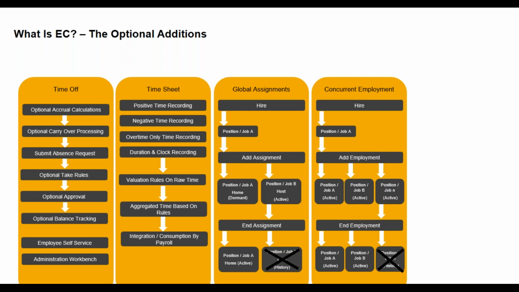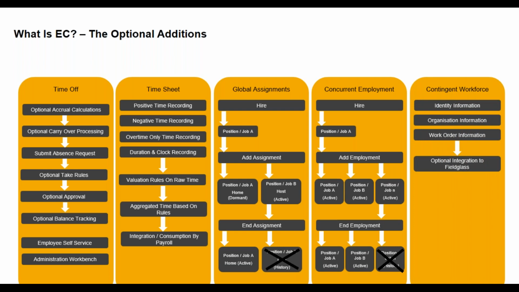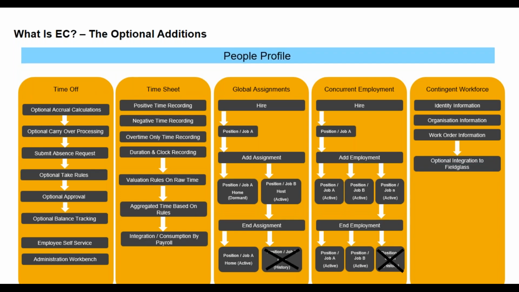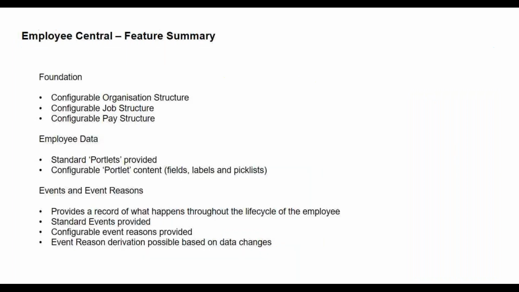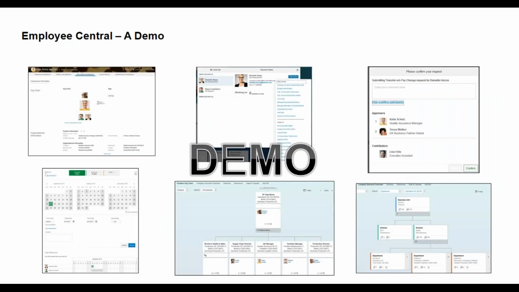Then you can also have concurrent employment. That is, if you want to have multiple employments for the employee at a time, you can have concurrent employment. And then contingent workers, which is for the contractors. So you can also have these optional additions. Now, these may not be required for all customers, but if you want, we can also have it in Employee Central. In short, this is the summary.